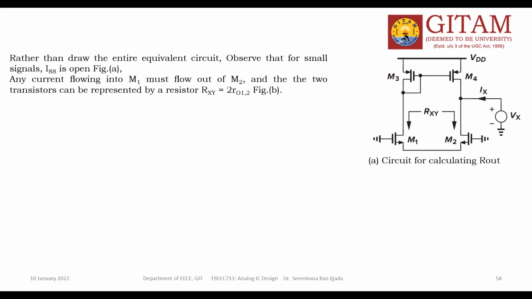So now any current flowing into M1 must flow out of M2, because both the gates are grounded together. So I can replace M1 and M2 with a resistor RXY whose value is 2 times R012. Any objection? Since both the sources are joined together and the gates are joined together, I can replace these two devices with a resistor with a value of 2 times R012. Okay.